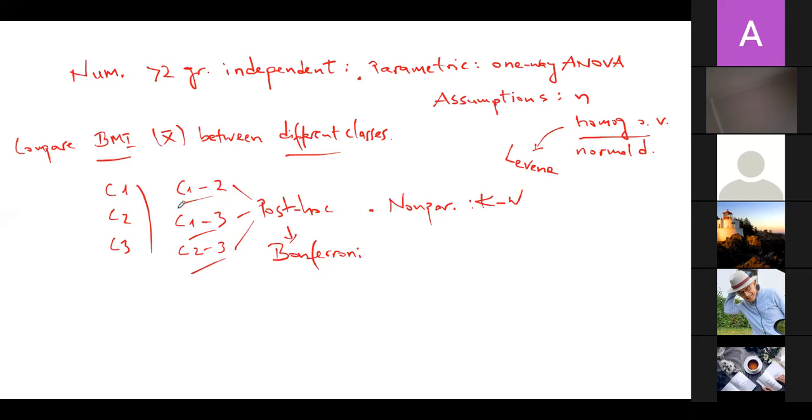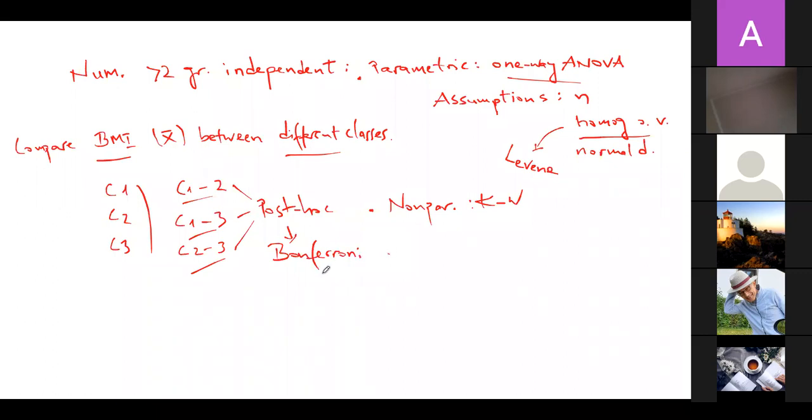This is multiple comparisons. The ANOVA makes a single comparison. One-way ANOVA makes one comparison and gives you one p-value. But the post-hoc comparisons give you 3 different p-values, or as many as you have group combinations. If you have 4 groups, there will be more combinations, of course. So Bonferroni is for multiple comparisons.